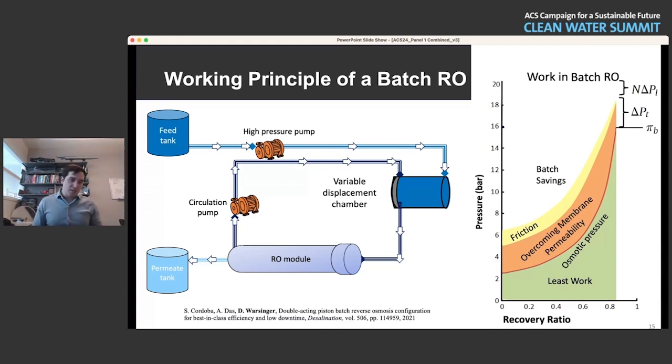There are other versions that are less efficient, but maybe less complex. So semi-batch RO has no such piston, and that helps inspire this work. And then pulse flow RO has no recirculation pump. So it's cheaper and maybe can be scaled down to smaller sizes.